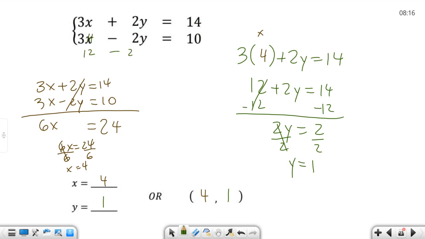12. And then minus 2 times 1 is what? 2. Is 12 minus 2 10? Yep. All right. So whatever one you use to solve, check it in the other one. There, 3 times 4 is 12, and then minus 2 times 1, so 12 minus 2 is 10. It checks out. 10 equals 10. All right.